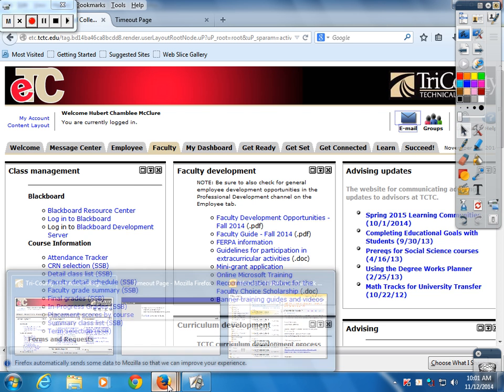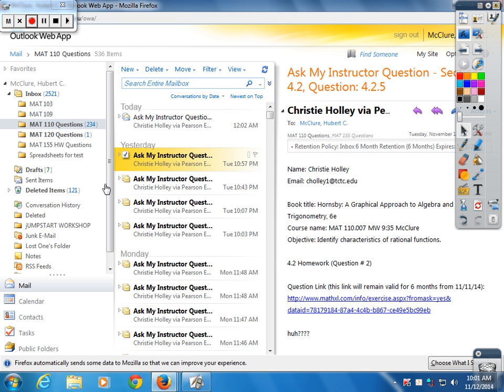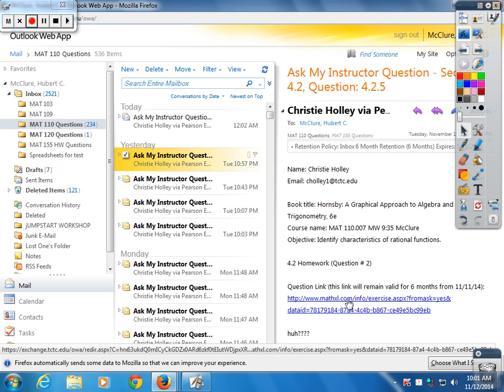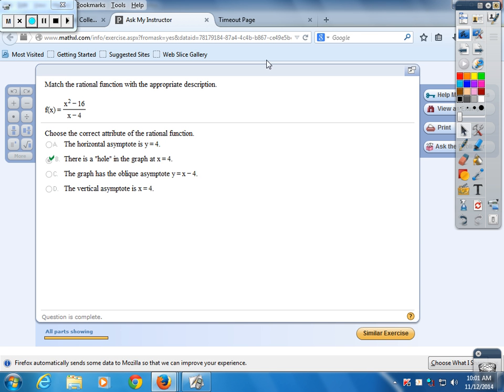Next one. Did I send you number 9? You probably did, because I think we're doing your homework. We'll have to look. 4.2, number 2. That last one was a good test question because it didn't take very long for you to do it. Match the rational function with the appropriate description. Yeah, I got it right, I just didn't know.